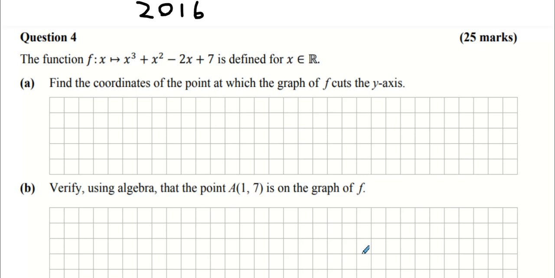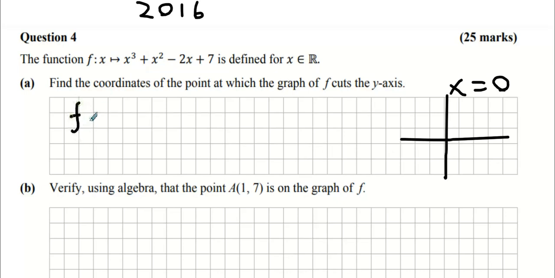This is 2016 question 4. The function f of x equals x cubed plus x squared minus 2x plus 7, and you're asked to find the coordinates at which it cuts the y-axis. Now the guaranteed thing about any point on the y-axis is the fact that the x value has to equal 0. Any point on the y-axis has to have an x value of 0.